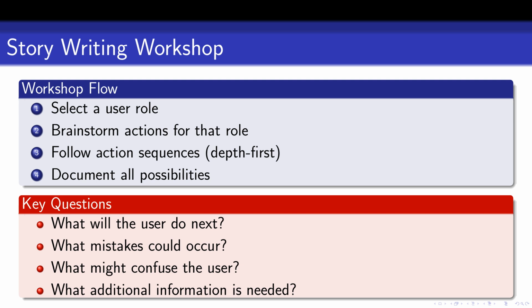Story writing workshops are an effective way to generate a comprehensive set of user stories. These workshops involve developers, stakeholders, and product owners. Begin by selecting a user role, then brainstorm actions that role might take. Explore sequences of actions to uncover additional stories. Ask guiding questions like, what happens next, and what mistakes might the user make, to ensure all possibilities are covered.